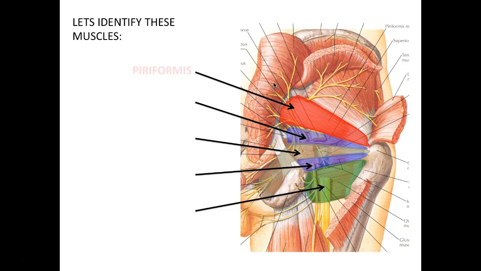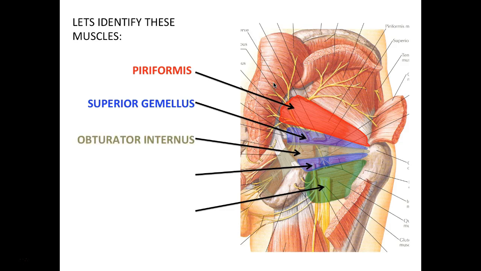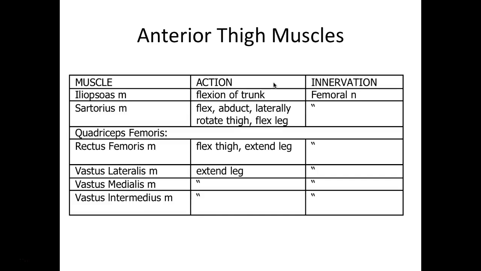If you said piriformis, you are correct. Next in line we have, in blue, superior gemellus. And then next, in that grayish color, obturator internus. Below that, inferior gemellus. And lastly, we have the quadratus femoris. So next we're going to move into our anterior thigh muscles.